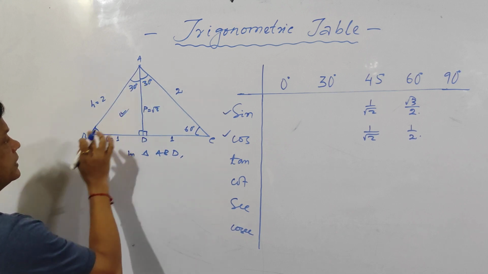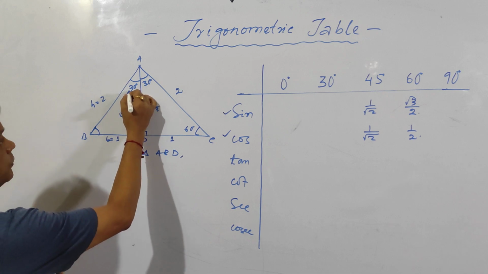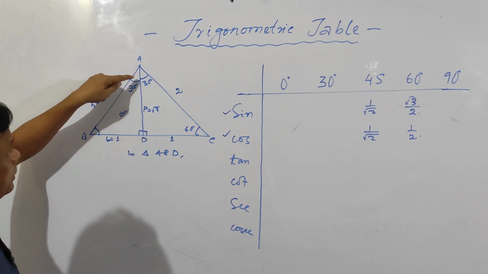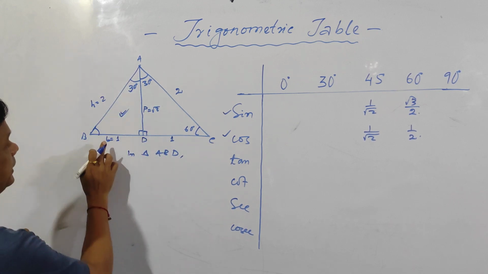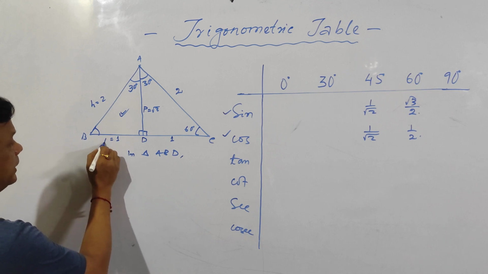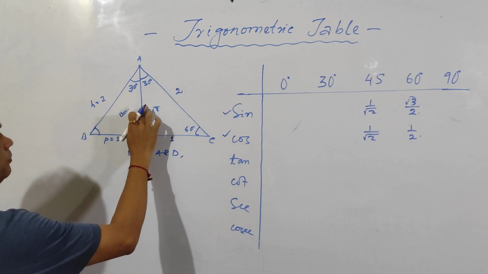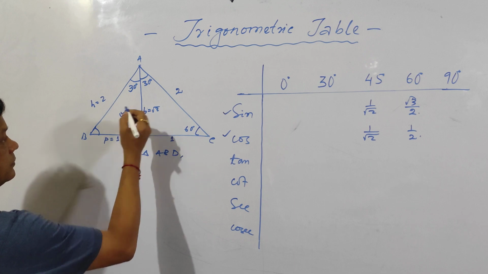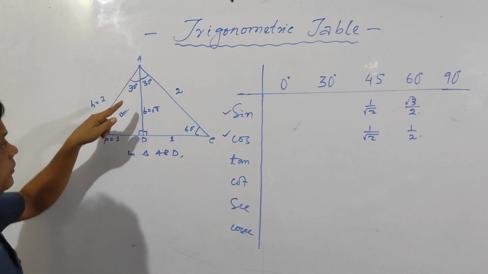So I am omitting this angle. So I have to find out sin 30 and cos 30. The side opposite 30 degree is taken as P. So this one is P and this one will become B, the base.